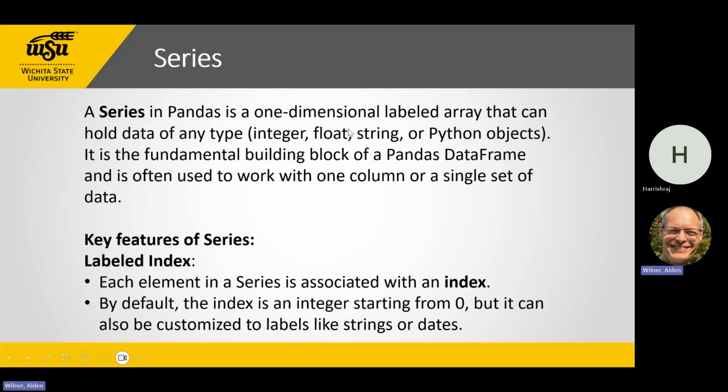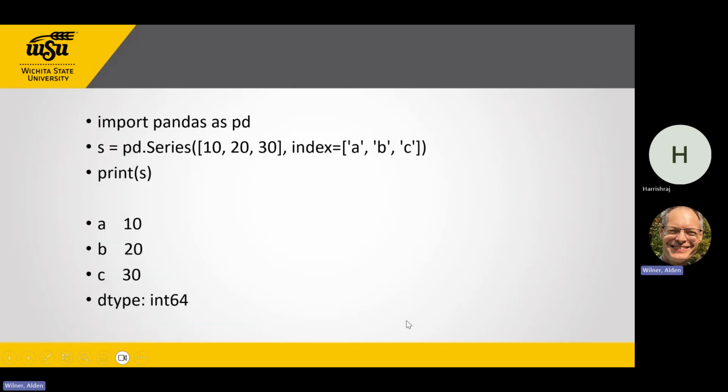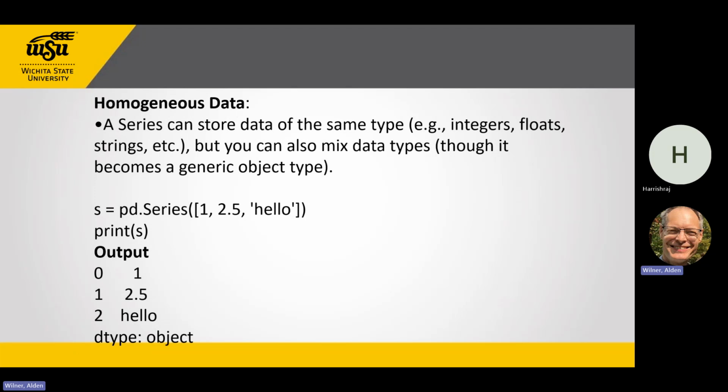It's the fundamental building block. Each element is associated with an index. By default, the index is an integer starting with 0, but you can customize it to add labels, strings, and dates. Here's my pd.Series 10, 20, 30. I'm going to list it as index A, B, and C. So this is series element 0 by integer location, but series element A by label. And it's, of course, just integers down there when I look at that.